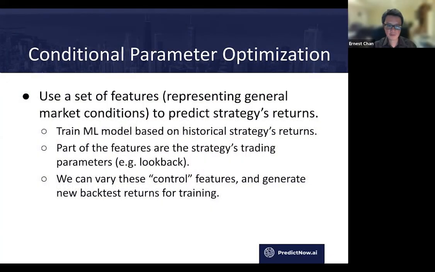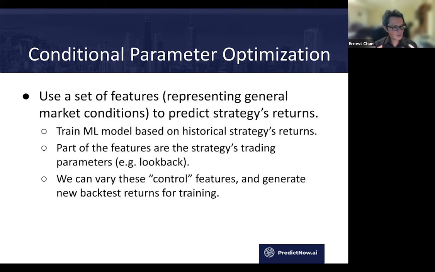So what can we do? Well, what we do is that we can use a set of features which can capture the general market condition. Now, generally speaking, it will be a very large set of features. I advise people to look broad, incorporate as many features as possible, hundreds if possible. Okay, the more the merrier, because you don't care if they're useful or not.